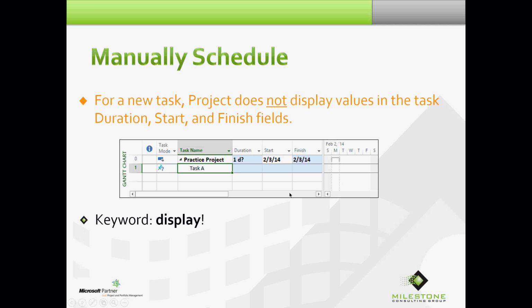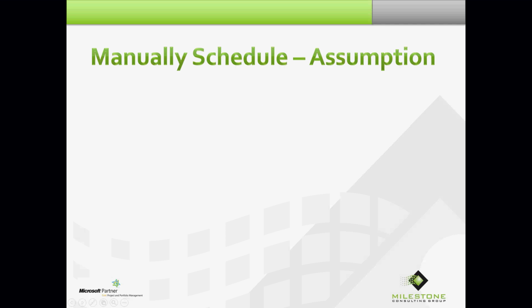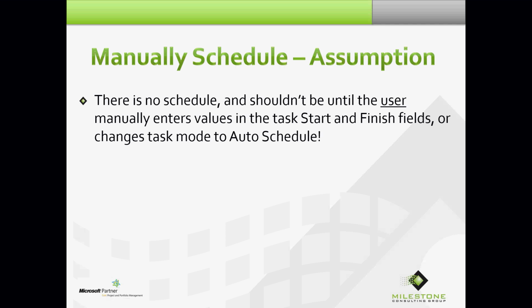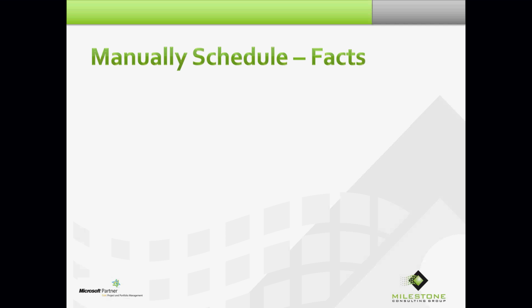If you have a keen eye and you're looking at Project right here on my screen, and you see change highlighting has been working. Okay? And change highlighting activates on cells where changes have taken place. So again, the true keyword here is display. There's an assumption or two with manually scheduled mode. Okay? First of all, there is no schedule and shouldn't be until the user manually enters values in the task start and finish fields or changes task mode to auto schedule.